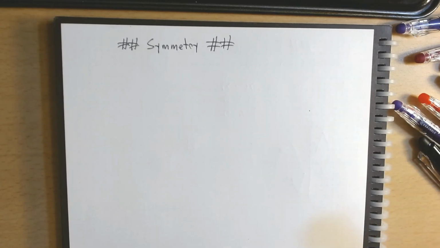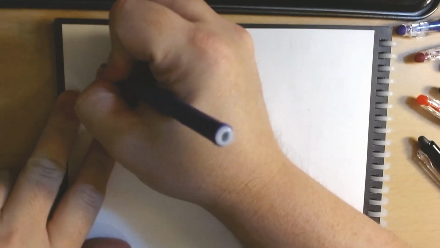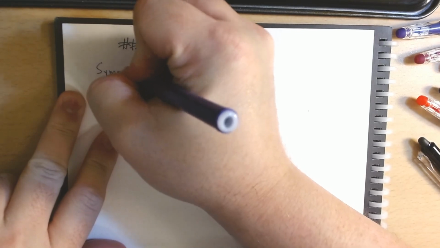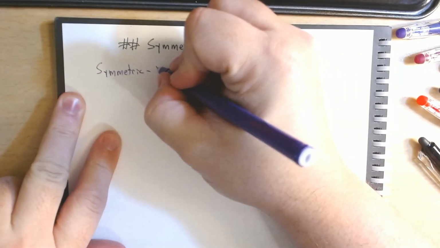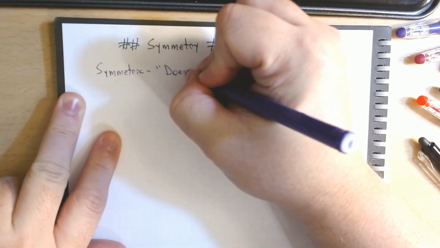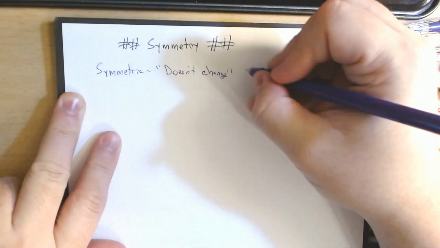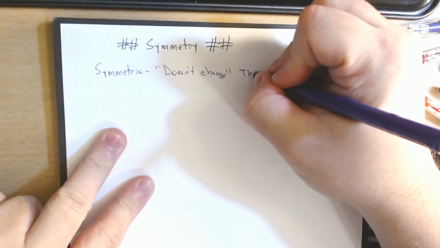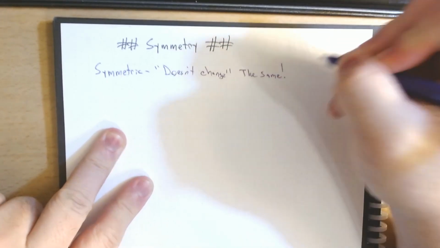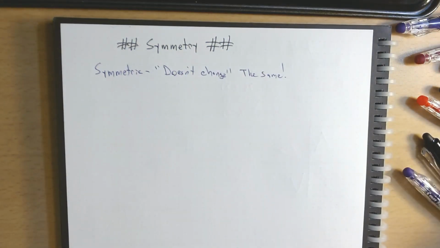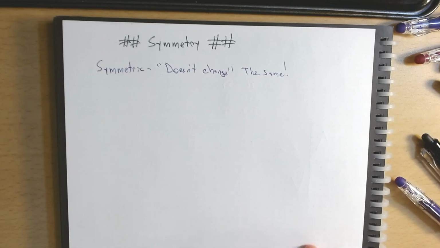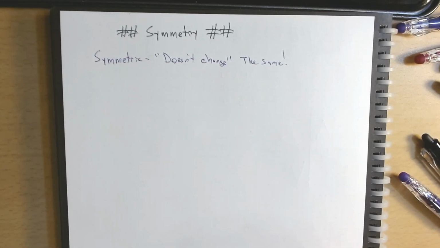So, symmetry, last section of this unit. Basically, when things are symmetric, think of it as it doesn't change. It's the same. There are two different types of symmetry we're going to talk about. This is going to be a very brief set of notes, and then we're going to do more about it in class when I can show you a bunch of different pictures. So hopefully this goes quickly.